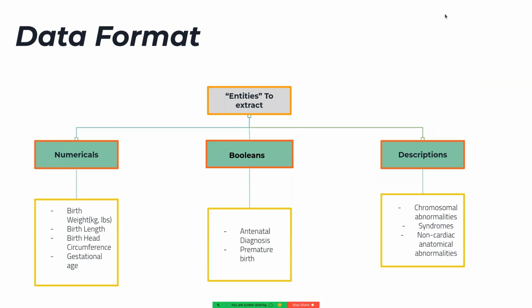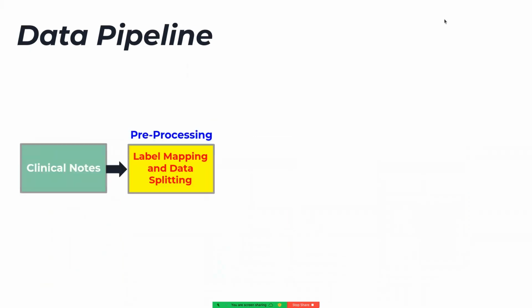There are a total of 9 different entities that we have been tasked with extracting. These entities fall into 3 different categories: numerical data such as birth weight or birth length, Boolean data such as whether or not a patient was born prematurely, and description type data such as what chromosomal abnormalities a patient might have. This now brings us to the data pre-processing step in our data pipeline.